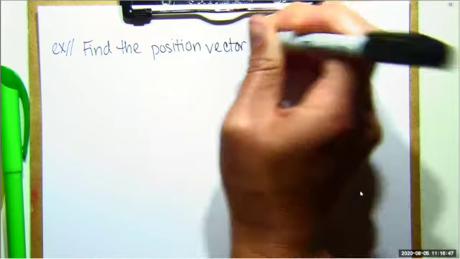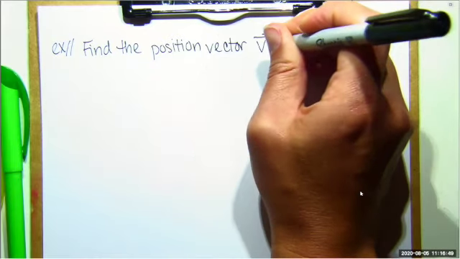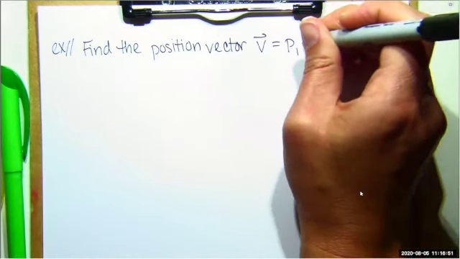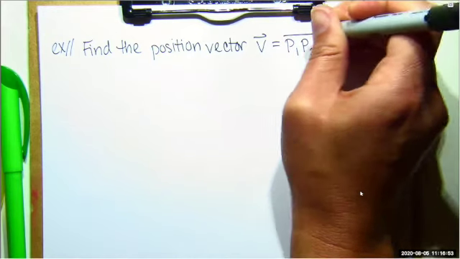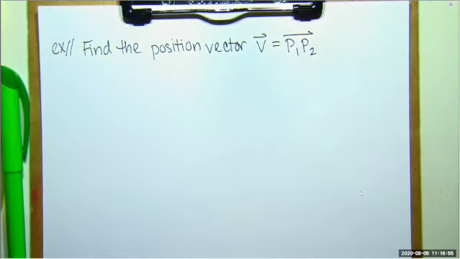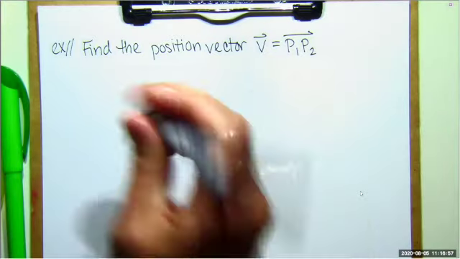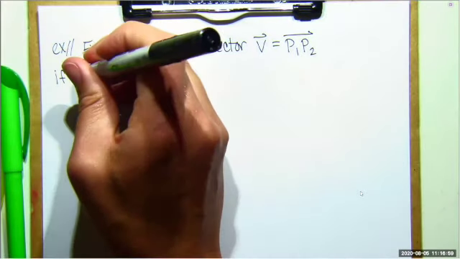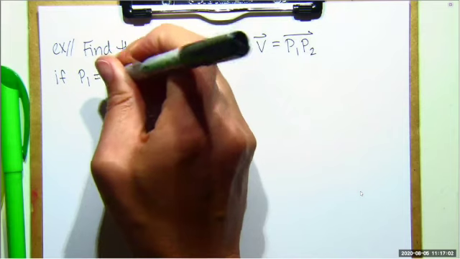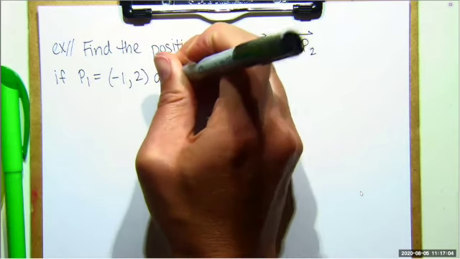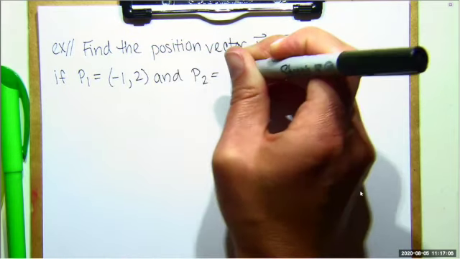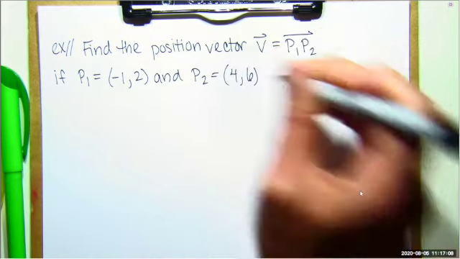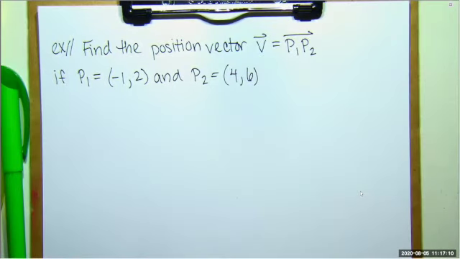So find the position vector V. This is equal to P1P2 with a hat over it. Okay, so the way this notation is written, let me write the rest of the problem out for you. If P1 is -1, 2, and P2 is 4, 6. Okay, so we're asked to find the position vector.